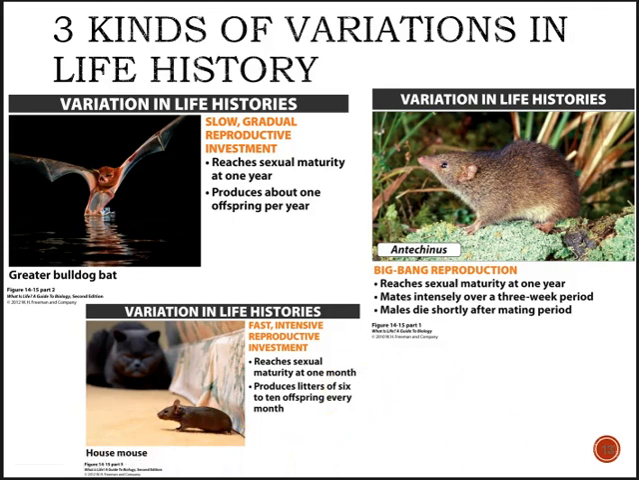And we're going to use as our example the house mouse. The house mouse will reach sexual maturity at 1 month of age. So that's the first point on our life history characteristics, the age at first reproduction. The house mouse is 1 month old. And then it produces litters of 6 to 10 offspring every single month. So that's number 3, litter size and frequency. That's reproducing like crazy, really.